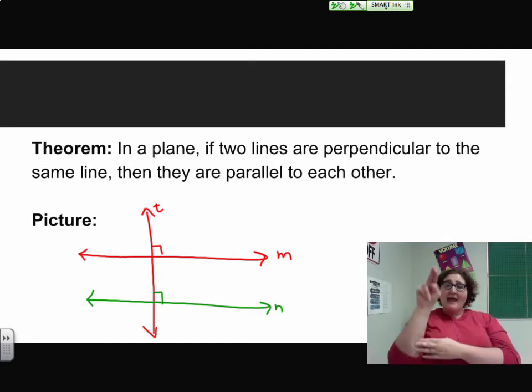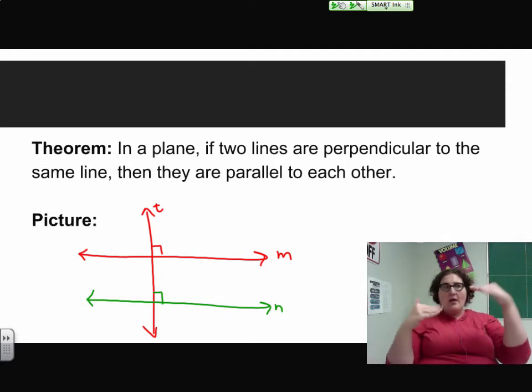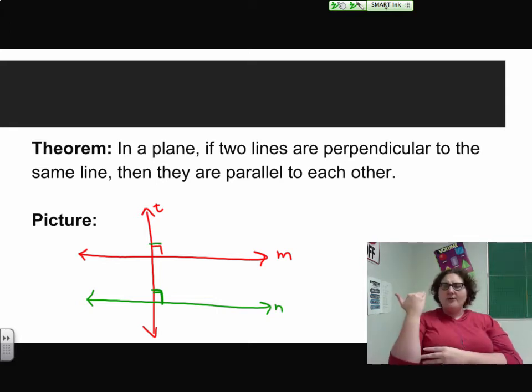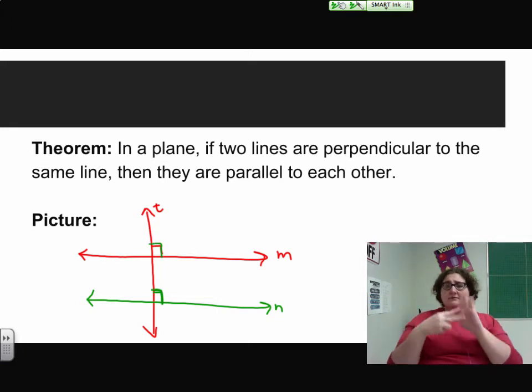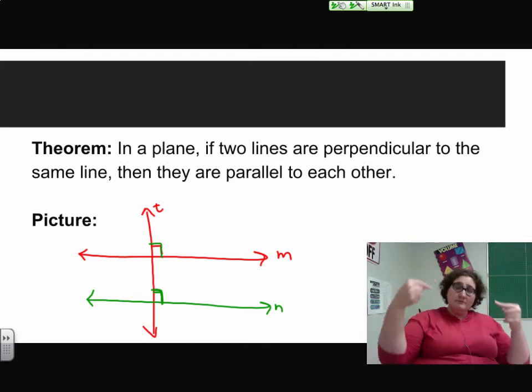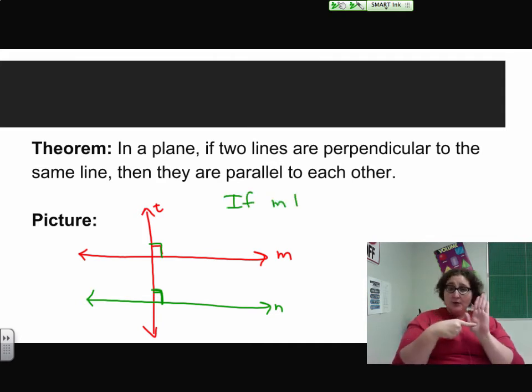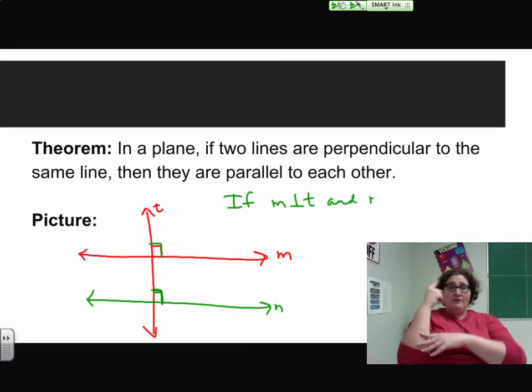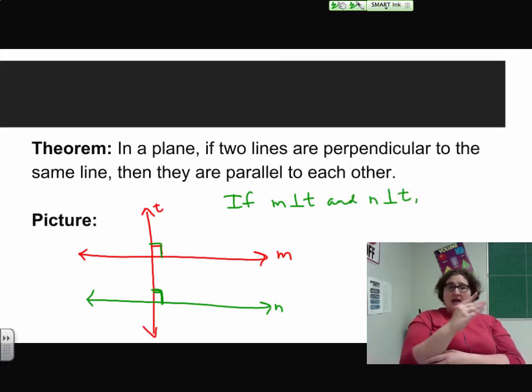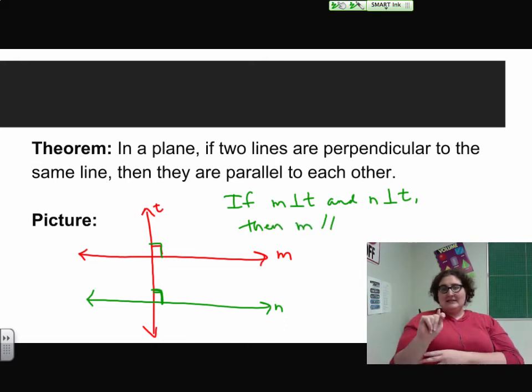The other reason you can think of this, and this is from the last section, if I have right angles here and here, that means that my corresponding angles are congruent. And if my corresponding angles are congruent, the lines have to be parallel. So what it says in symbols, it says if M is perpendicular to T and N is perpendicular to T, then M is parallel to N.